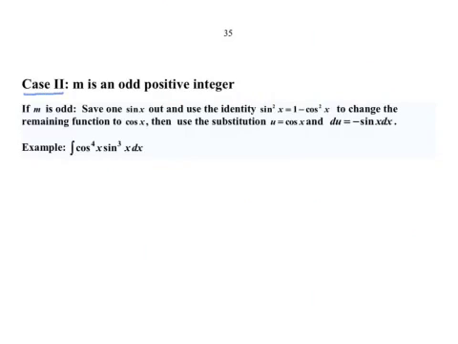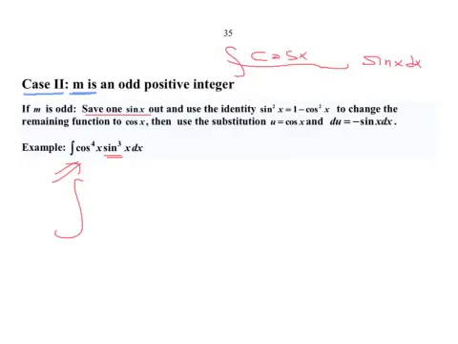Now case 2: if m, which is the power of sine, is odd. In this case, we are going to save out the sine x, and change the remaining into cosine. Let us see. Now the power of sine is 3, so we are going to save out one sine x. So the sine cube, the odd power, will become even, so we can easily change it into cosine.